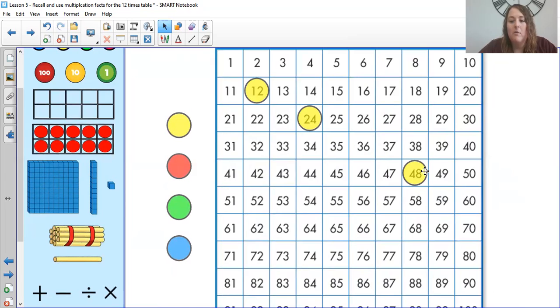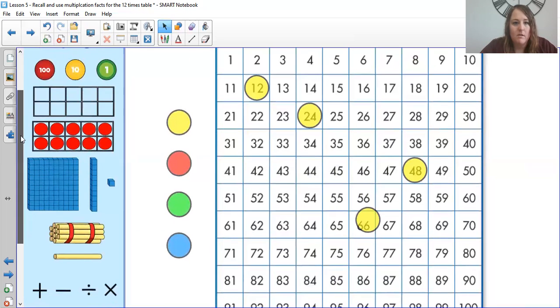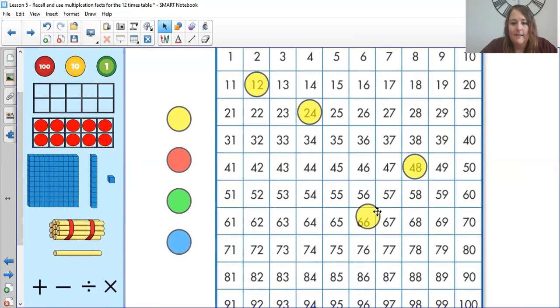Then if I know 4 times 12, I can double again to know 8 times 12. So I'm going to double my 8, which is 16. So I'm going to carry that one mentally in my head. Double 4 is 8, so that would be 96. So I've just got to scroll down slightly. There we go, and I can just about pop that one on 96.